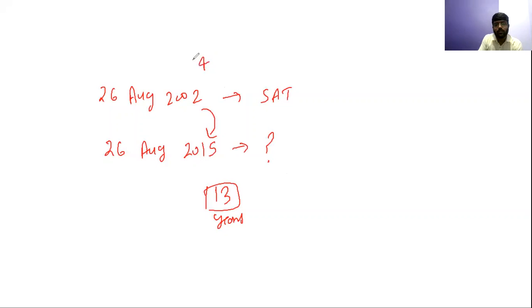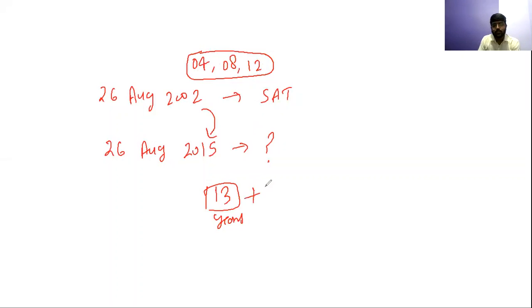The first is 2004, which will be leap. Then if you add 4, 2008. Then after 8, it will be 12. And then after 12, the next will be 16, which is not coming under my time span. So only 3 leap years are there, from 2002 to 2015, that is 4, 8, and 12.